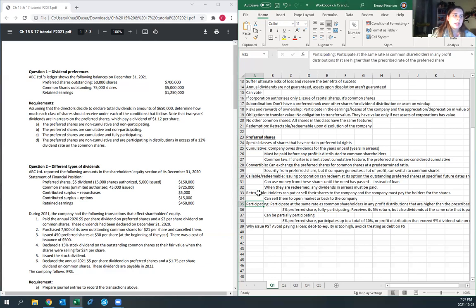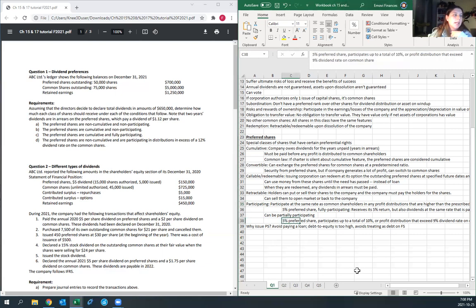So let's say that there's a 5% preferred shares that are fully participating. You're going to give the 5% dividend to the preferred shares, then you get the 5% dividend to the common shareholders. Whatever is left in your dividends that you're going to pay, you're going to distribute it equally and proportionately to the preferred shares and common shareholders.